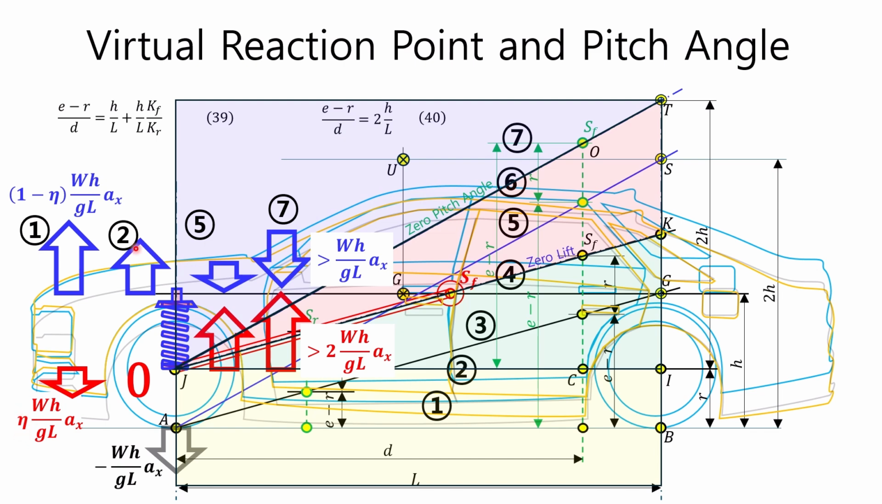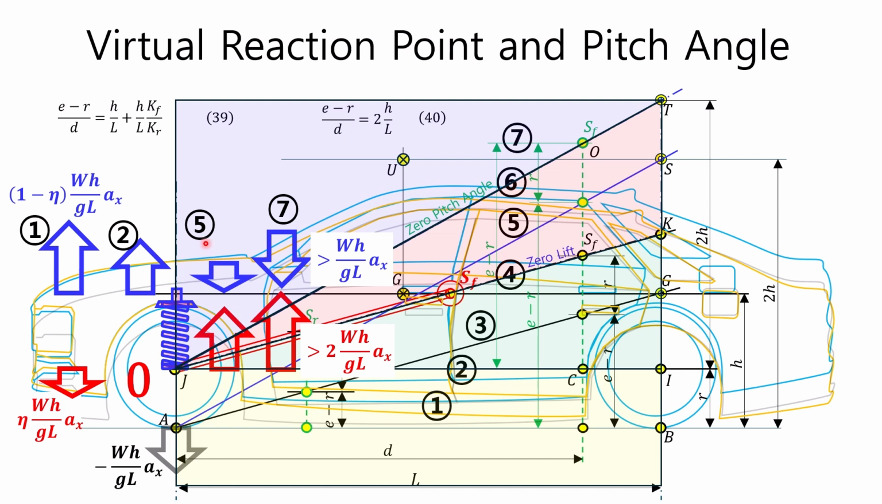Figure 2 illustrates the case where the virtual reaction point lies on the horizontal line connecting the front wheel center, point J, and the rear wheel center, point I. In this case, the vertical resultant force of the links is 0, and only the vertical force tensioning the spring exists. In this case, the eta is 0.